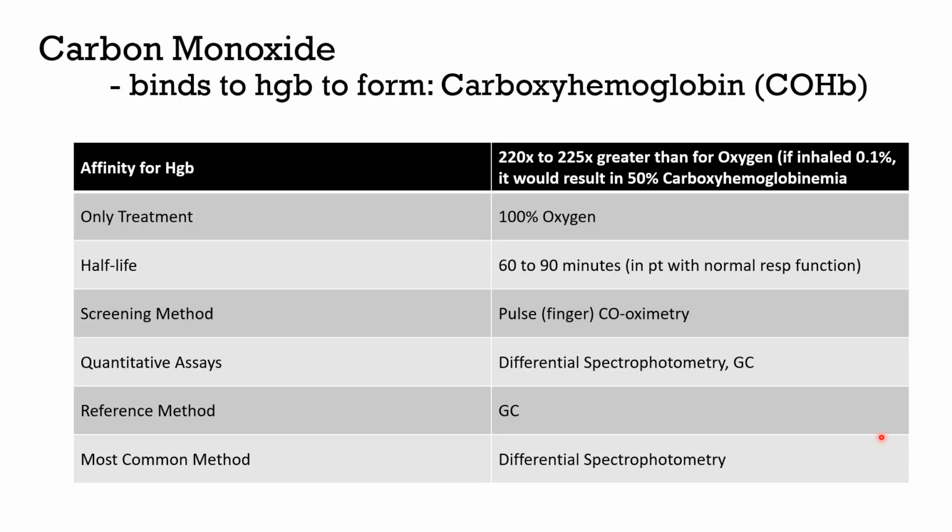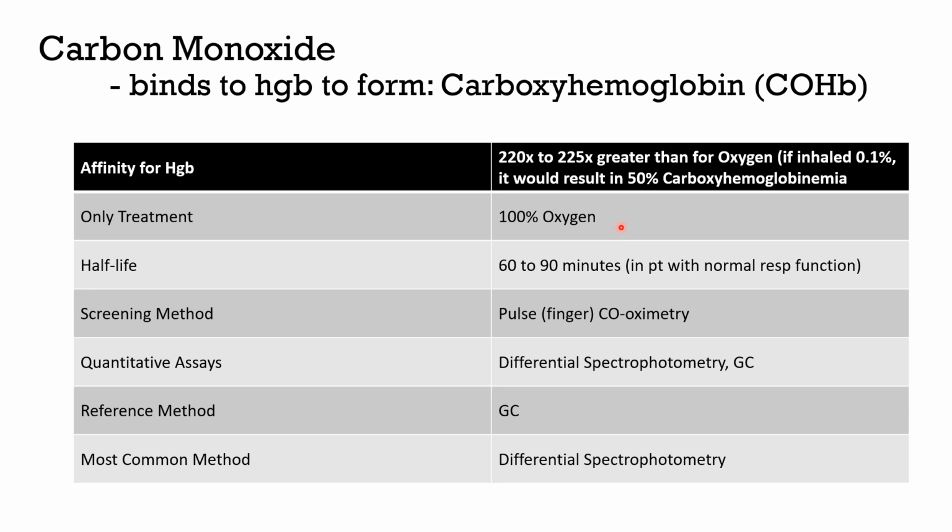It binds to hemoglobin to form carboxyhemoglobin. Carbon monoxide has an affinity for hemoglobin 220 to 225 times greater than that of oxygen. If inhaled, even 0.1% would result in a 50% carboxyhemoglobinemia. That's how little is needed for 50% carboxyhemoglobinemia to occur. And the only treatment for this is 100% oxygenation.